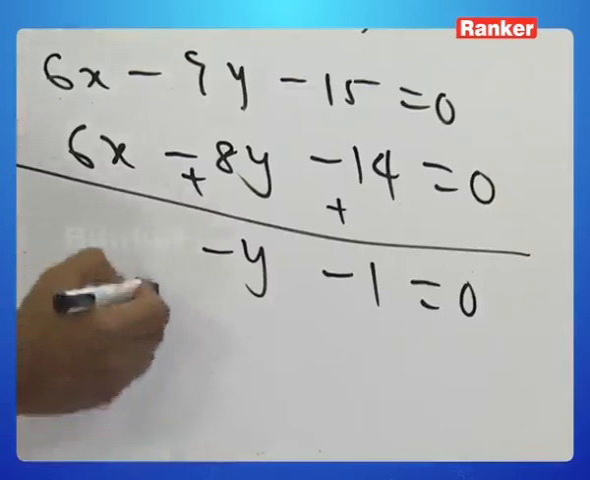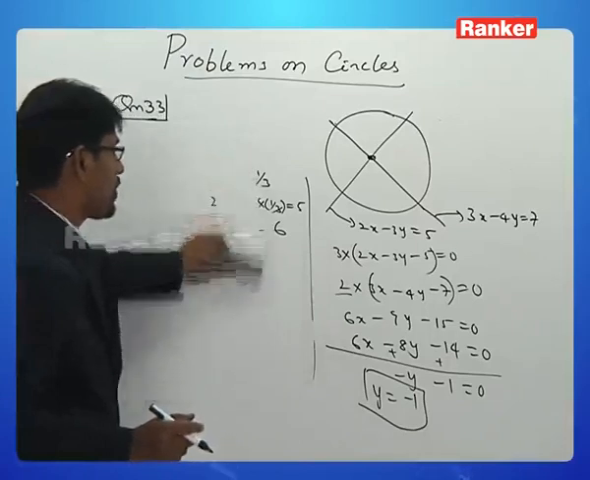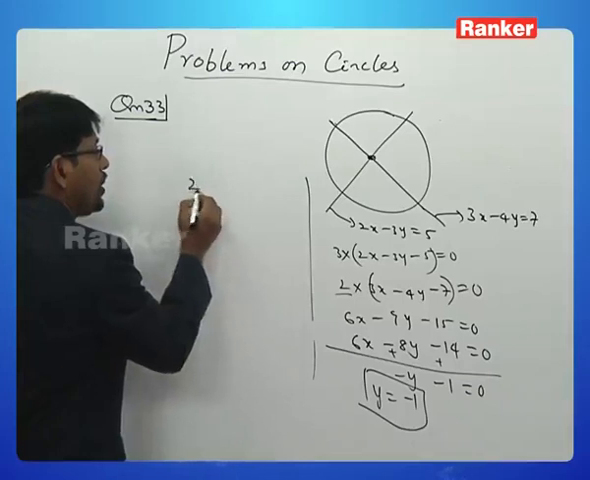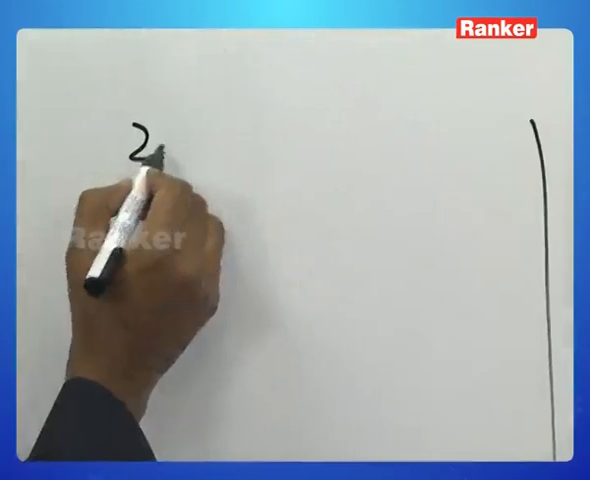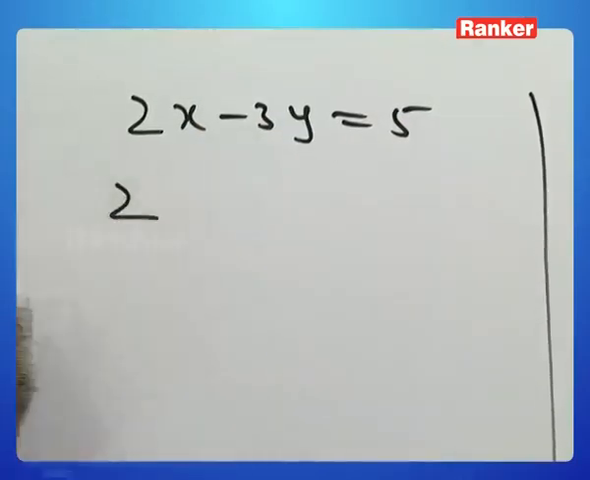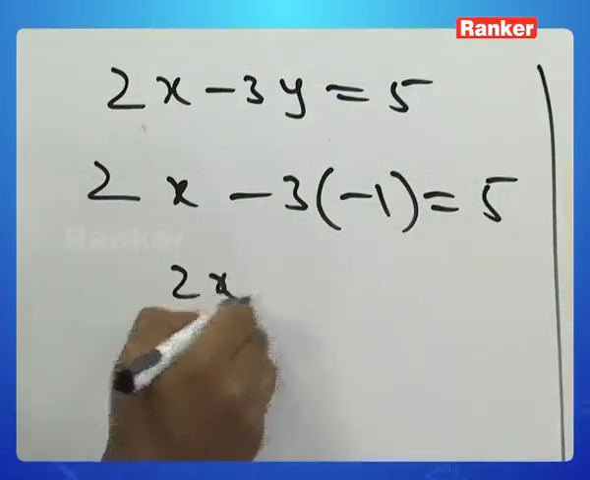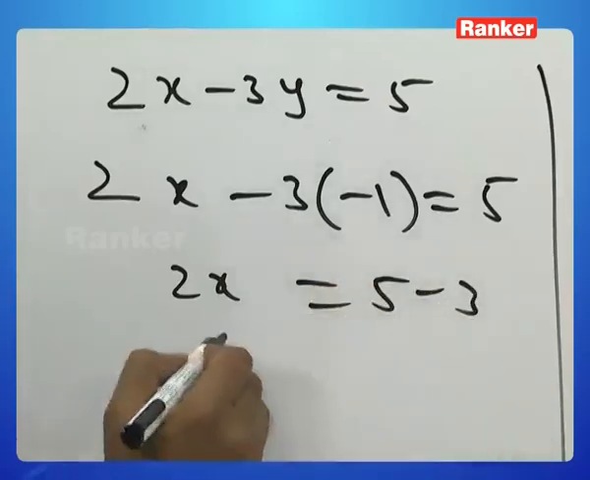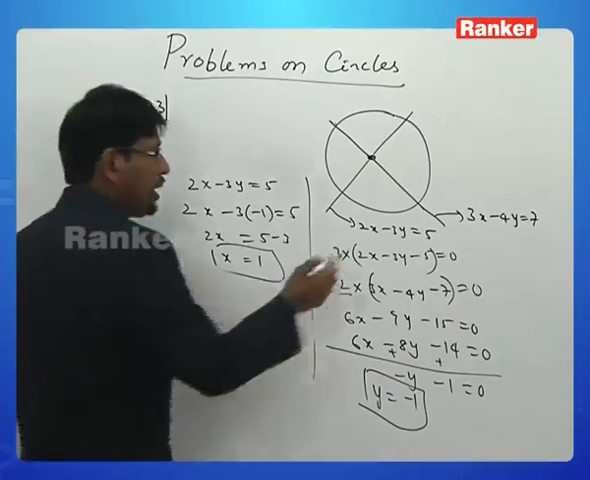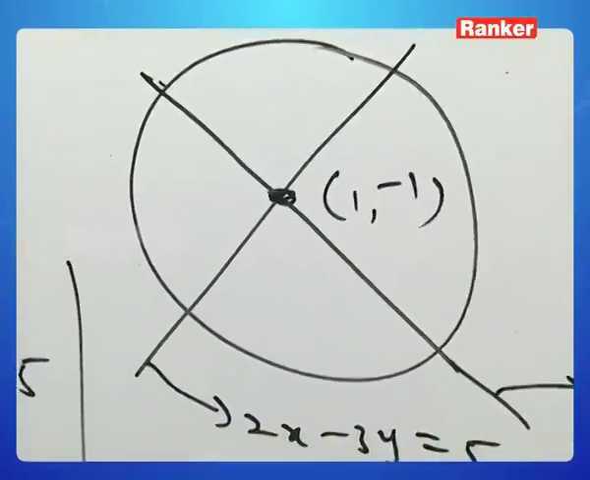So that gives us y equals minus 1. If y is minus 1, now let's move to 2x minus 3y equal to 5. 2 into x minus 3 into minus 1 is equal to 5. So 2x is equal to 5 minus 3, that is 2. X has to be 1. So x is 1 and y is minus 1. Let's verify whether it satisfies. Yes, it does. 1 comma minus 1 is the center.